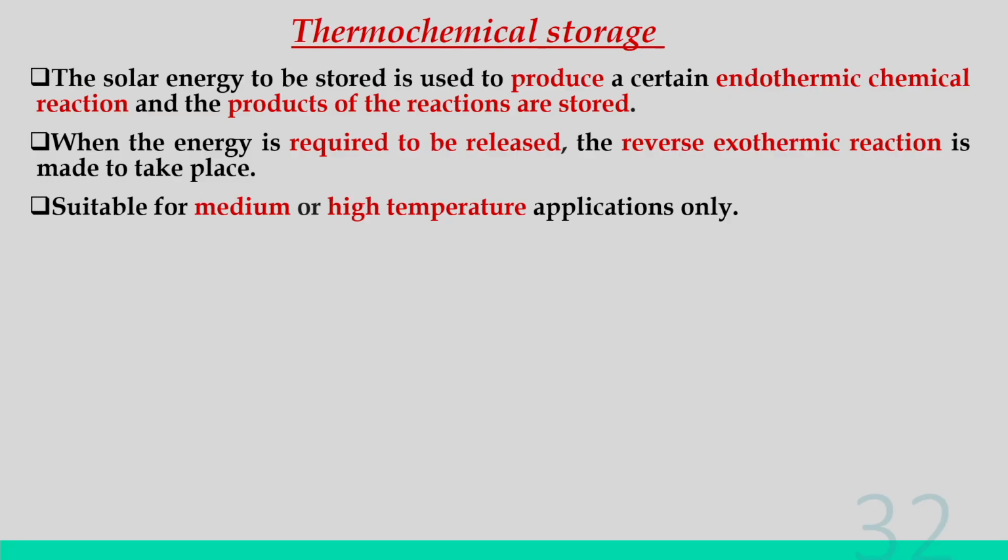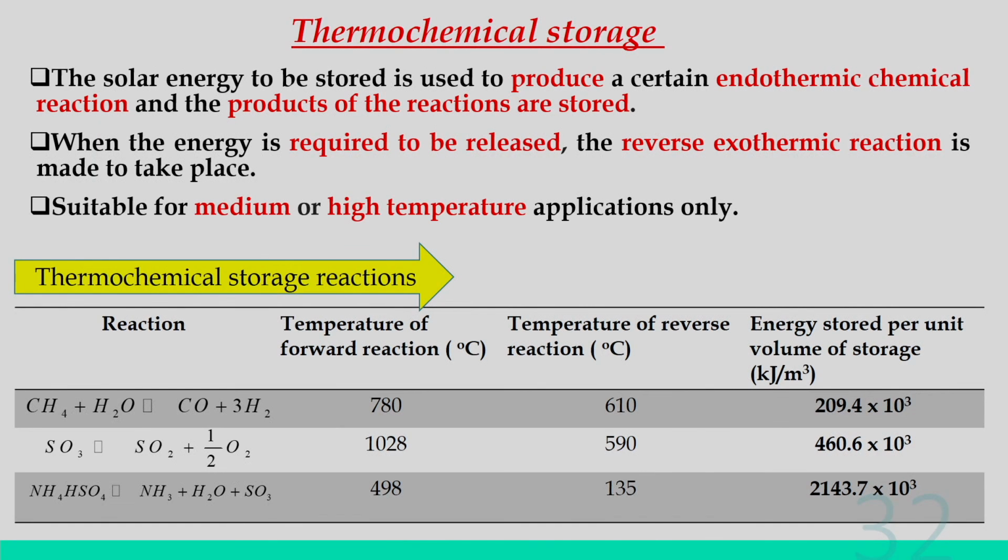The other two that we have discussed, sensible heat storage and latent heat storage systems, we cannot use for very high temperature. So, this thermochemical energy storage is specifically for medium to high temperature applications. And you can see different chemical reactions, like methane reacts with water and is converted to carbon monoxide and hydrogen. In this case, the temperature of the forward reaction will be about 780 and the reverse reaction will be at 610. And also we can see the energy stored per unit volume of storage is about 209.4 into 10 to the power of 3. Okay.